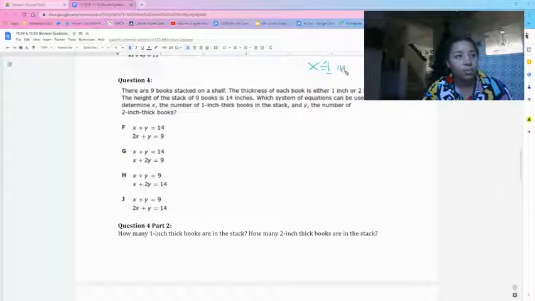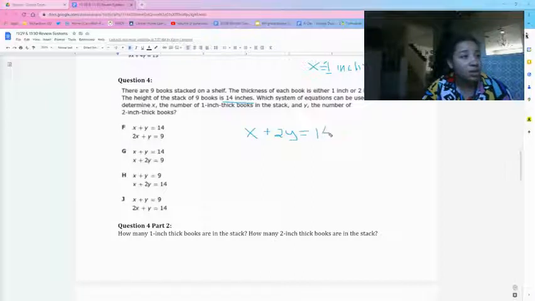One inch as x, and then y is going to be 2 inches. Okay, so x is 1 inch, so we're just going to leave that as x. And y is going to be 2 inches. And we know the total of 9 books is 14 inches.